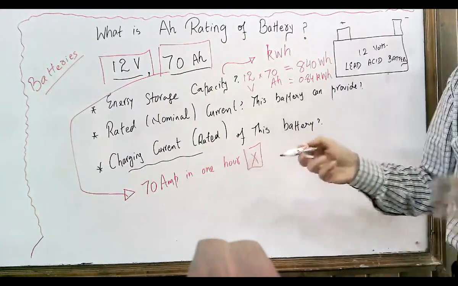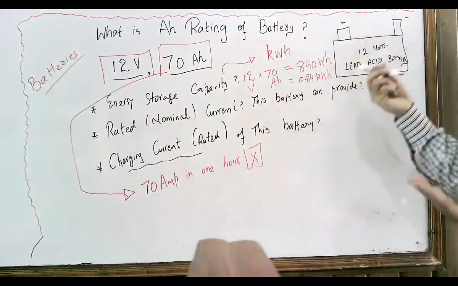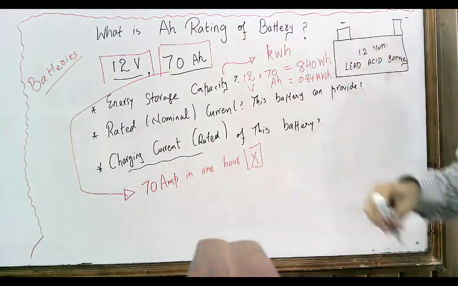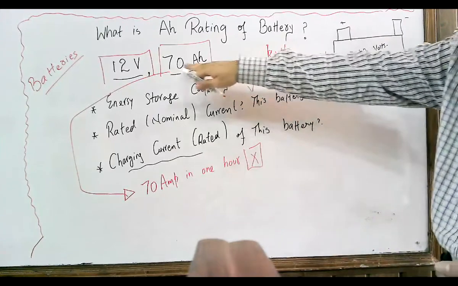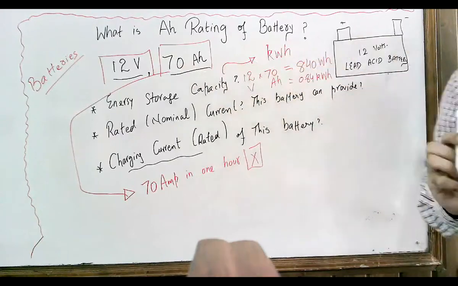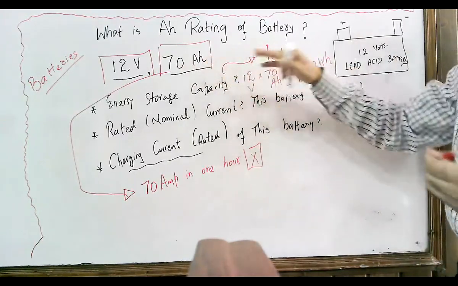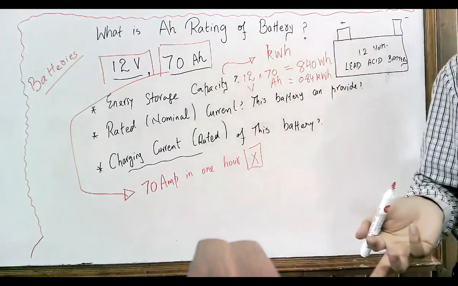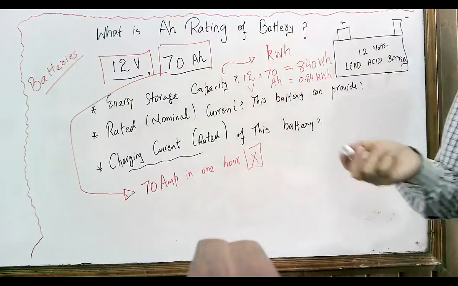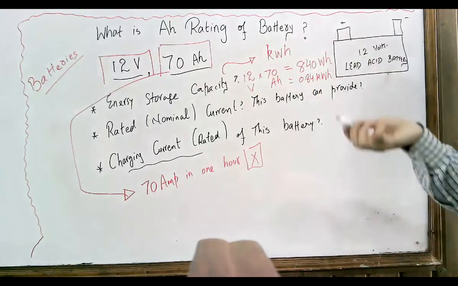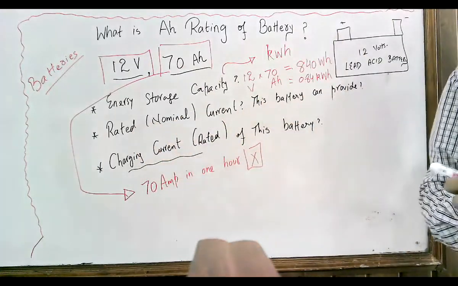Is it possible? Practically, you must think that how you can draw 70 amperes, a huge amount of current, from this battery practically. This is actually the theoretical indication of the energy storage capacity. Okay, that this battery, how much energy this battery can store in it, which is the 0.84 kilowatt hour. Now, how can we calculate the rated current this battery can provide?